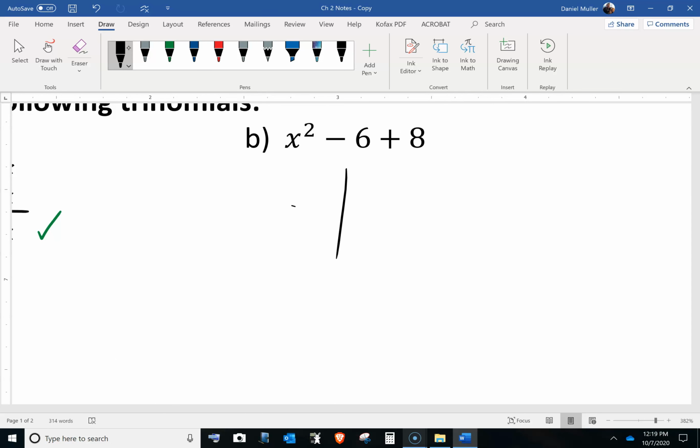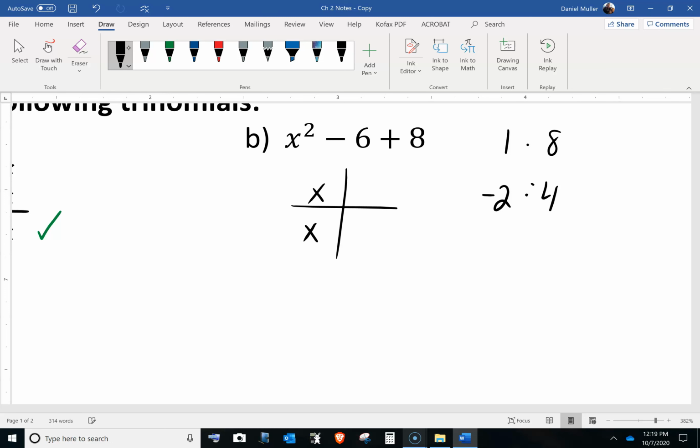So x and x get me the x squared. Now 8, 1 times 8 gets me 8, and 2 times 4. But if you think about these two numbers, ignoring the multiply symbol, if you just think of the two numbers, is there any way to add or subtract these two numbers to get negative 6? Nope. Is there any way to add or subtract these to get negative 6?